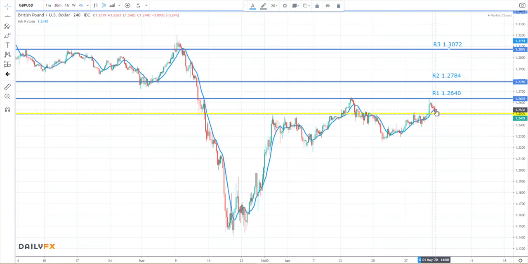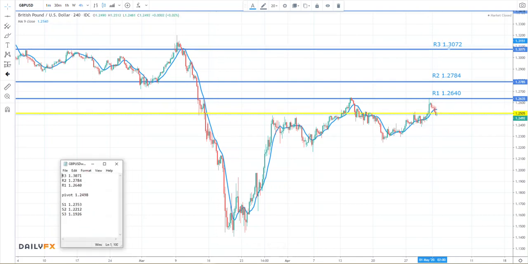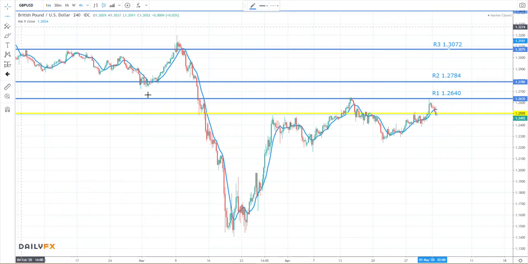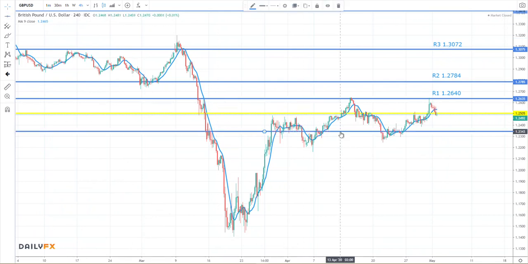As long as the selling continues, we are moving underneath the 4-hour fast-moving average. So that's another bearish sign. Let's talk about support. Where's our first support at? 1.2353. It's right there. And we could see some range trading here.